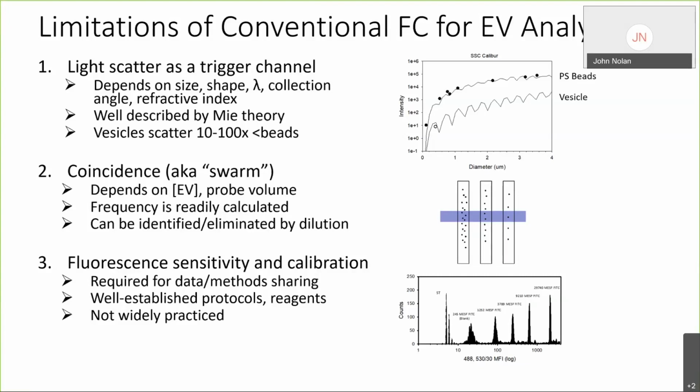The third big area is fluorescence calibration, or rather lack thereof. Without having calibrated fluorescence axes, it's really hard to interpret data, especially when your particles are very dim and near the background noise of your instrument or assay. So a lot of the data that's been published is really hard to interpret because it lacks that. And these are issues that are addressed in the guidelines, and I'll touch on those.